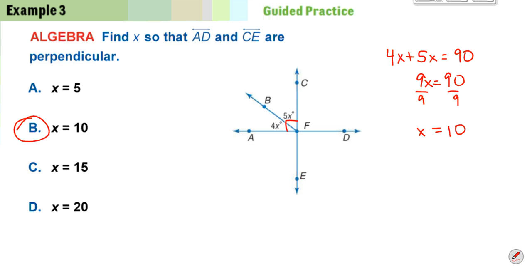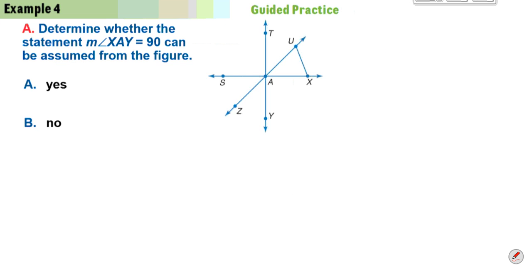And then moving on, determine whether this statement can be assumed by the figure. And I'll do some tracing again. The measure of angle XAY, so from X to A to Y, is 90 degrees. Now, visually, it looks that way, but we aren't told that. There's no perpendicular lines indicated and no right angle box. So we have to say no for this one.